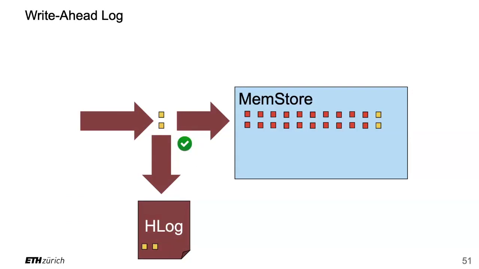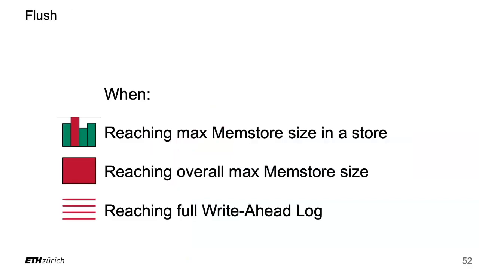The write-ahead log is the HLog here. I could also say, okay, my log now is too big, so that could also trigger a flush, right? And once I have flushed, I can delete the HLog. I don't care anymore, right? Because it's in the HFile. Okay, so this is how to decide when to flush.